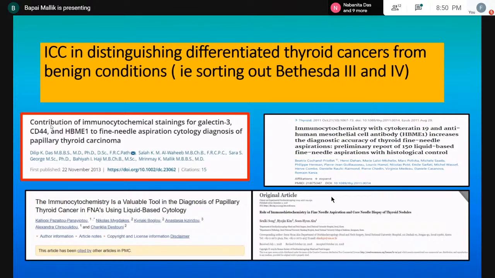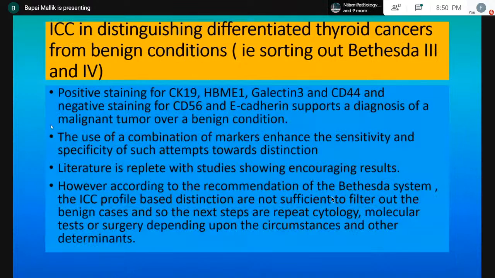Okay, but how good are they under practical circumstances? So first of all, I will tell you some essential points. If you have positive staining for CK19, HBME1, galectin-3, and CD44, and it is negatively stained for CD56 and E-cadherin, it supports a diagnosis of a malignant differentiated thyroid tumor like papillary thyroid carcinoma or a follicular carcinoma over a benign condition like a colloid goiter or an adenomatous nodule. Okay, so these are the stains which have been commonly used.